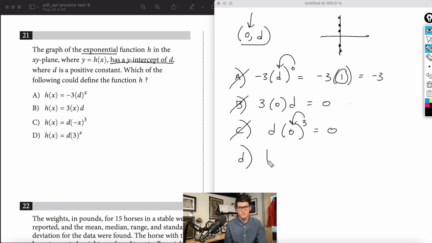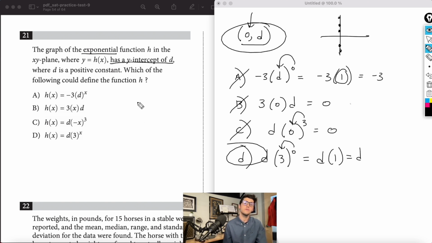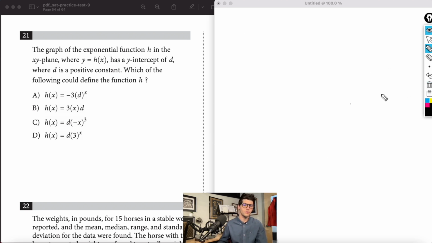Let's see, we'll have d times 3 to the power of 0. Yes, this is going to work because anything to the power of 0 is 1. So we have d times 1, which of course is d. So there we have it. Using a real value to solidify our work in this case. Taking this information, y-intercept of d, clarifying that we're saying x equals 0 there, and then just doing some work. So hopefully that one was illuminating.